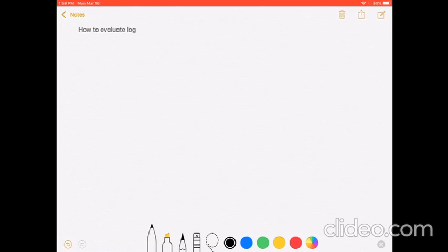We're going to go over how to evaluate logs. Hopefully you took a look at the slides from our last assignment and got a quick idea of what it's about, but we're going to go over it together. Now these notes are not in a packet anywhere. They should be done in your notebook.